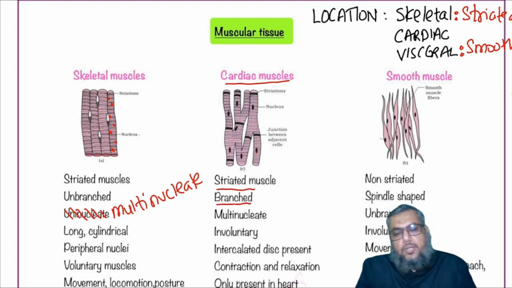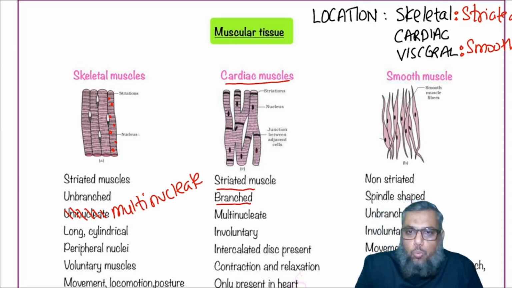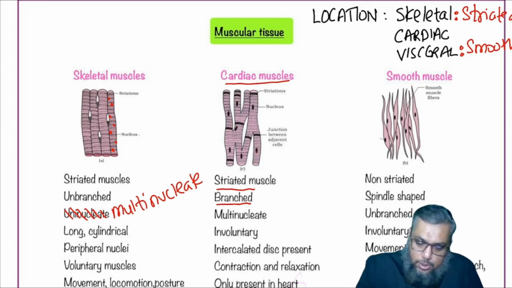इनका contraction relaxation is under the control of our autonomous nervous system. So voluntarily हम लोग इसको control नहीं कर सकते, so it's involuntary है ये. And between two cardiac cells, you can see this. It is called as the intercalated disc. It helps in quick communication between the two cardiac cells. And cardiac muscles are found only in the heart.